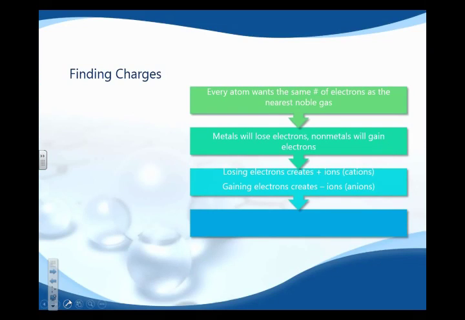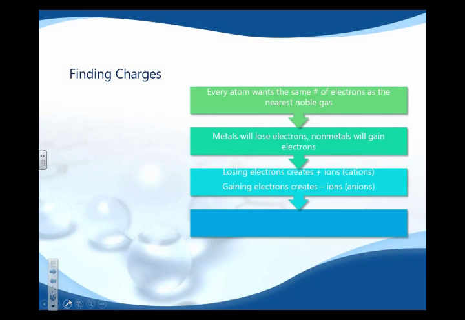So, when you are looking for the charge on a particular element, what we want to recall is that every atom wants the same number of electrons as the nearest noble gas, which is fantastic. That means we can look at the periodic table and figure out how many electrons something would gain or lose to be like the nearest noble gas. It turns out that metals will generally lose electrons because that gets them to the noble gases more quickly, and nonmetals will generally gain electrons.